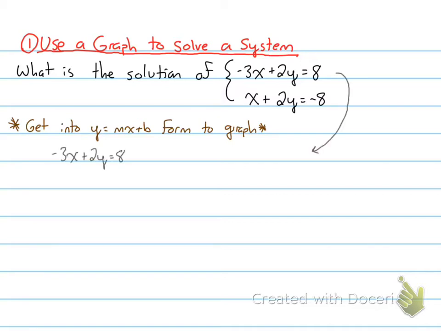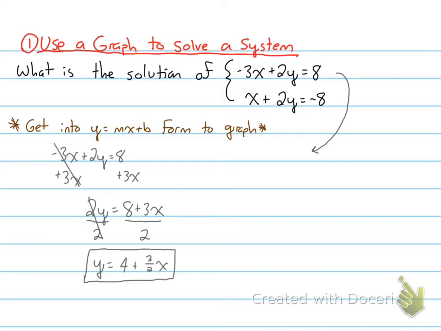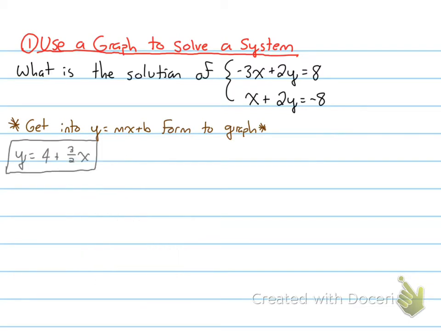Remember, to get to slope-intercept form, that just means to isolate that y variable by itself. So I'm going to add the 3x over. And then I'm going to divide everything by 2. And I'm left with y equals 4 plus 3 over 2 x. Notice how when I divided by 2, I divided both the 8 and the 3. I'll leave that up there.